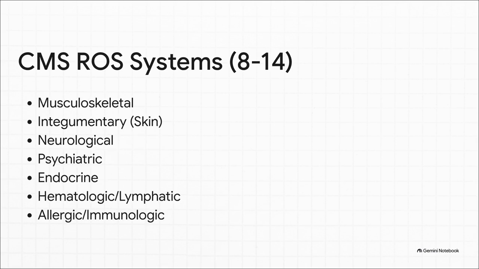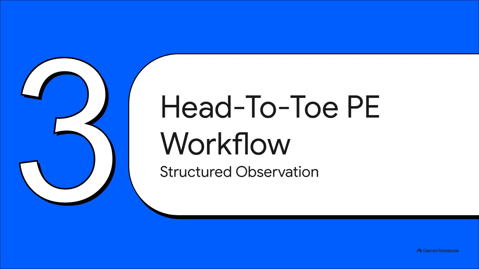Rounding out the rest of the 14 systems, we've got musculoskeletal, integumentary, which is just the skin, neurological, psychiatric, endocrine, immunologic, and lymphatic, and finally, allergic and immunologic systems. And hey, quick reminder, a positive response in any of these areas means you've got to dig deeper. You can't just check a box. You have to document the symptom's location, quality, severity, duration, and context, exactly like you would for the history of present illness.